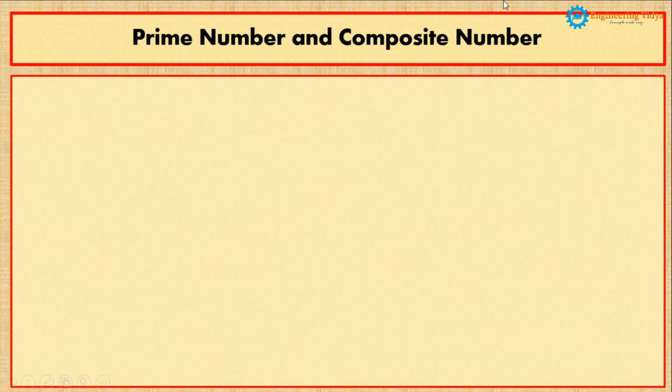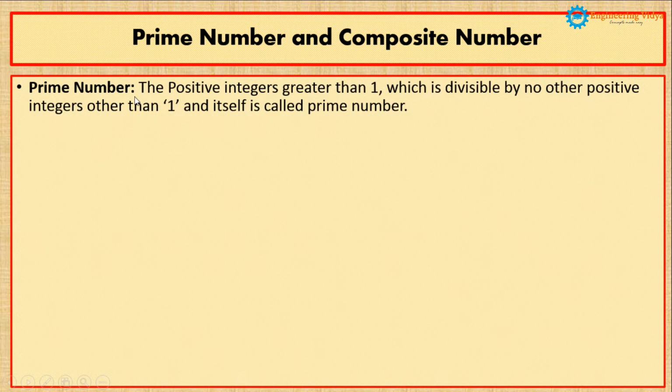First we'll start with prime number and composite number. We already have awareness about the prime number, but I'm going to repeat it for better understanding. A prime number is a positive integer greater than 1 which is divisible by no other positive integer other than 1 and itself. Hope the definition is clear to you now.